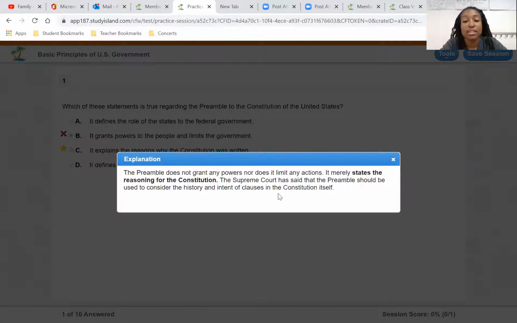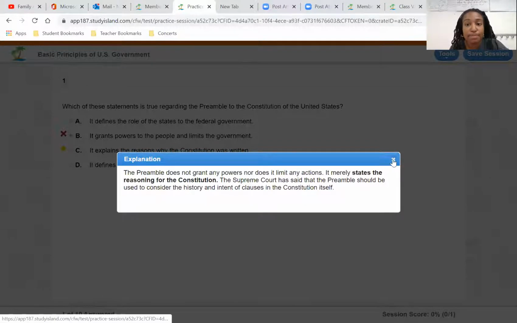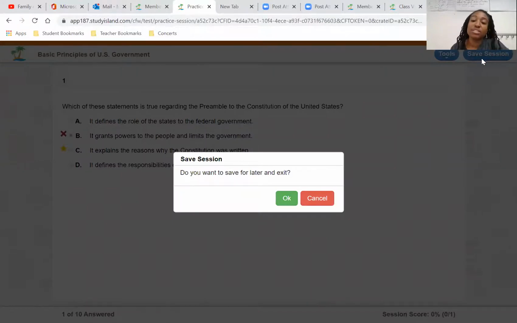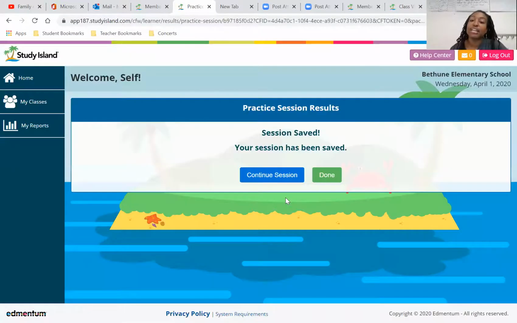The Supreme Court has said that the preamble should be used to consider the history and intent of clauses in the Constitution itself. That is huge. The intent of the Constitution. If you pay attention to anything that the Supreme Court is doing or any laws that are made, they always talk about the intent of the founding fathers. So I should have gotten that one right. Oh, man. So I write it down, take some notes, finish it. Then I go to save session because I did a lot of social studies today. Whew, got it done. Learn something new.